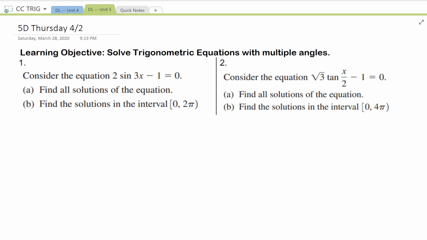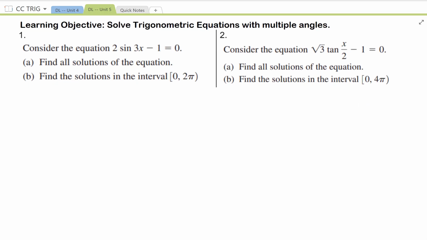Today we're going to solve trigonometric equations with multiple angles. Yesterday we did double angles, but we're going to take a look at things that we can't just as easily use identities for. So consider the equation 2 sine 3x minus 1 equals 0.